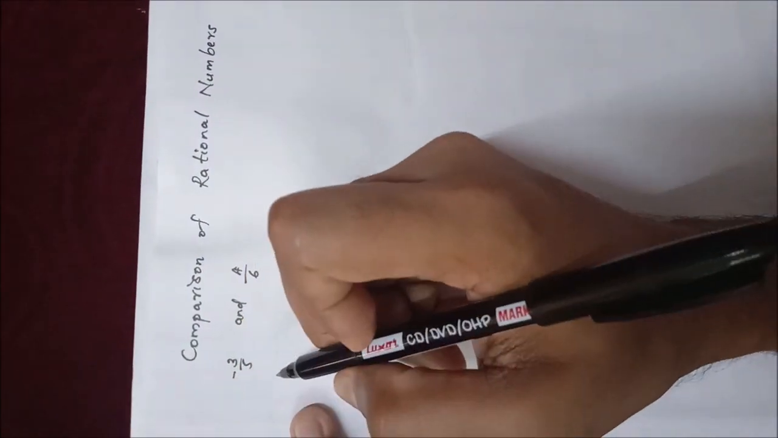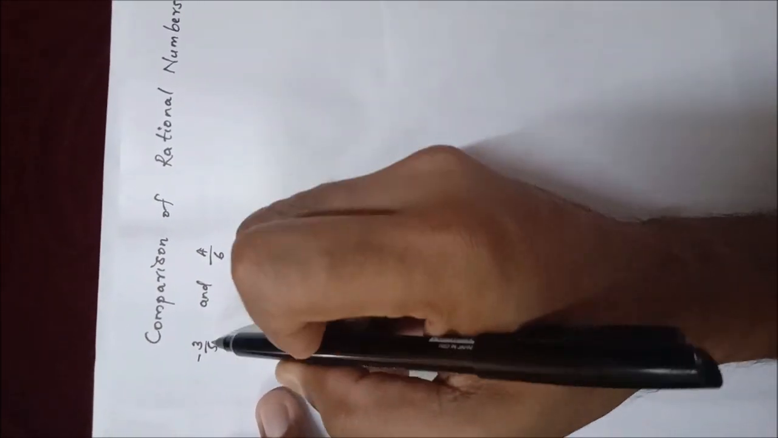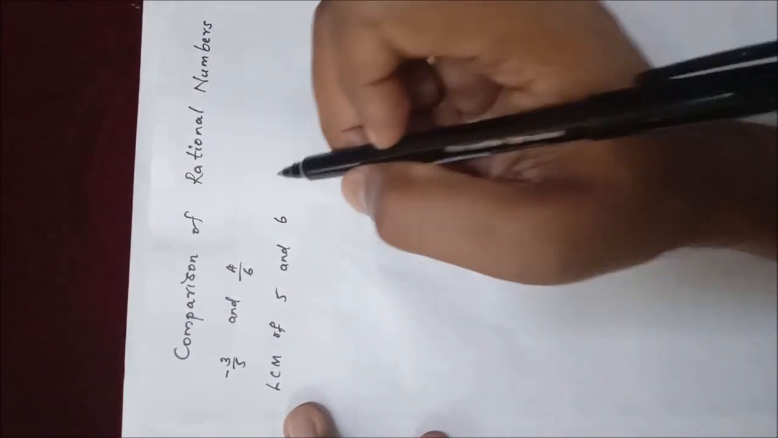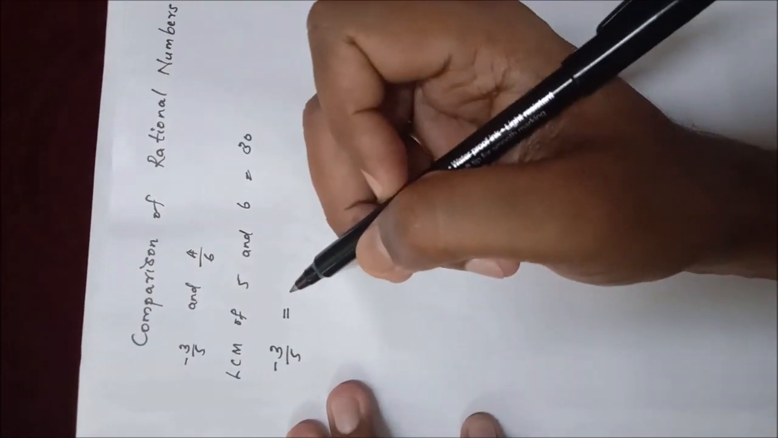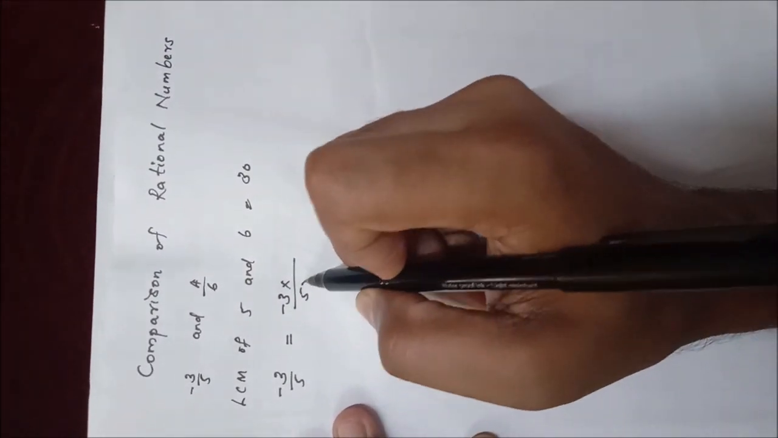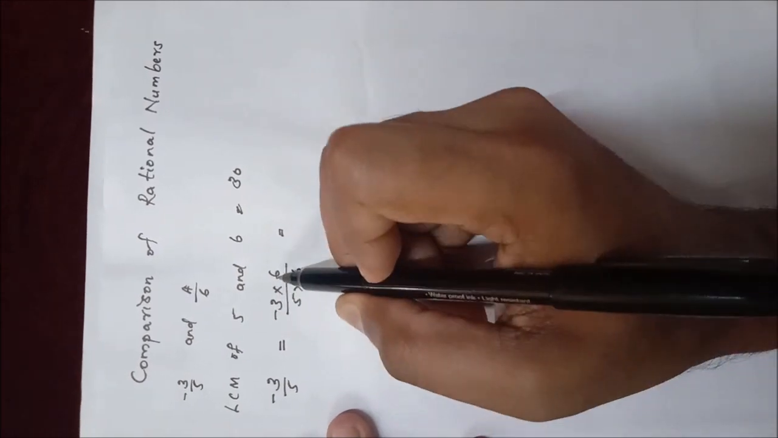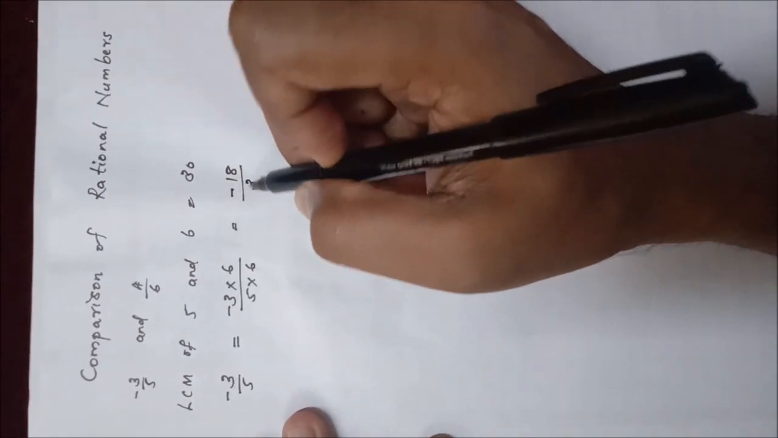But here I am going to show the comparison by using the first method, that is making common denominator. Now here we will take the denominators 5 and 6 and their LCM is 30. Now the first rational number minus 3 upon 5 can be written as a rational number with a denominator 30 by multiplying both numerator and denominator by 6. Then minus 3 upon 5 when multiplied by 6 both on numerator and denominator will be minus 18 upon 30.